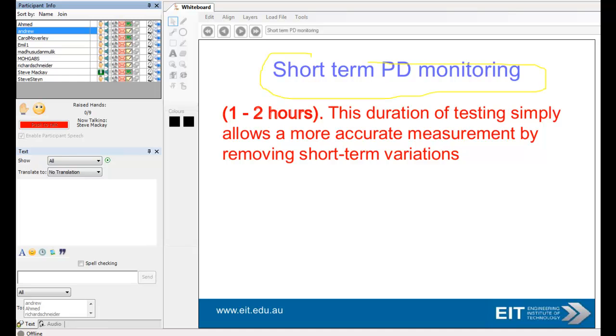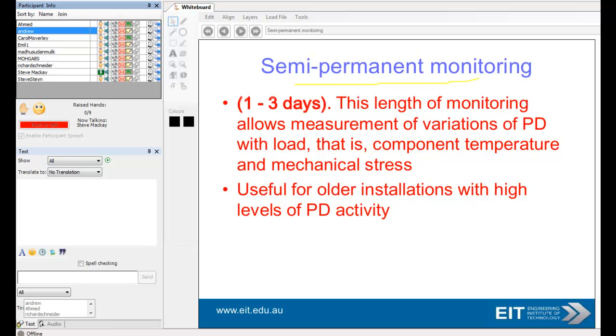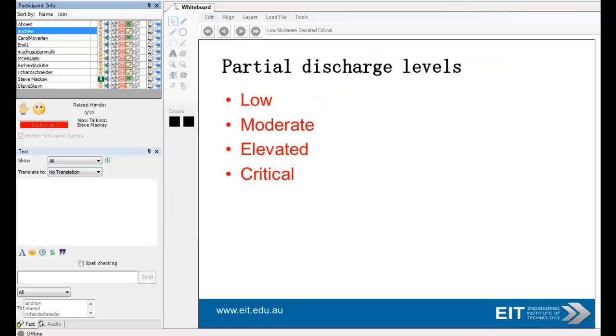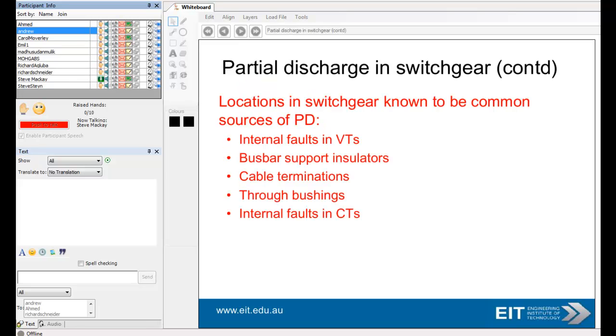Short-term monitoring of partial discharge, or you can do semi-permanent monitoring. It's a bit more expensive. And obviously, continuous monitoring would be really good for partial discharge. But obviously, that can be quite expensive. Partial discharge levels you would have are low, moderate, elevated, and critical.